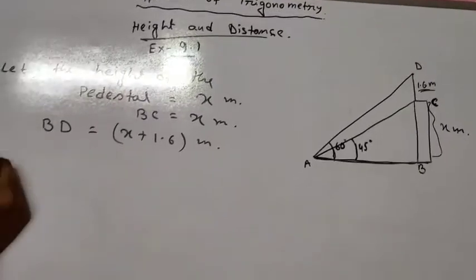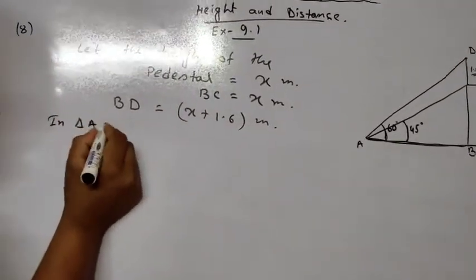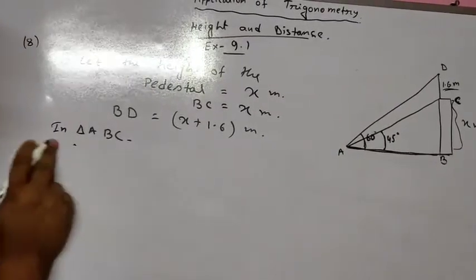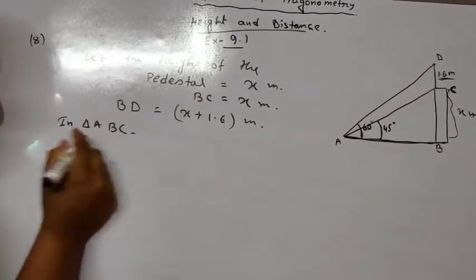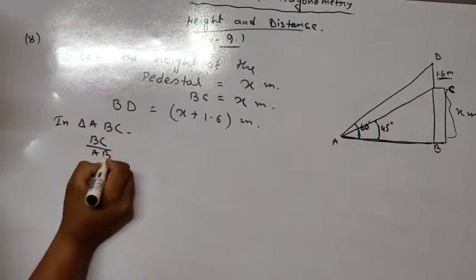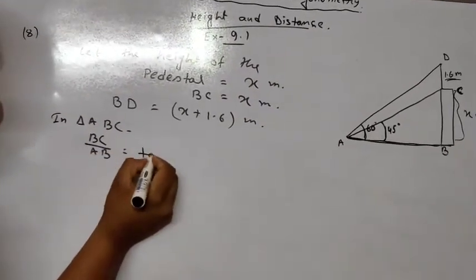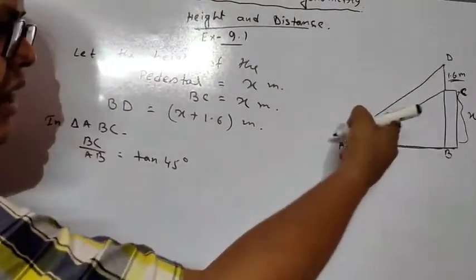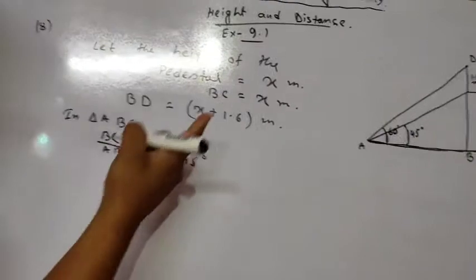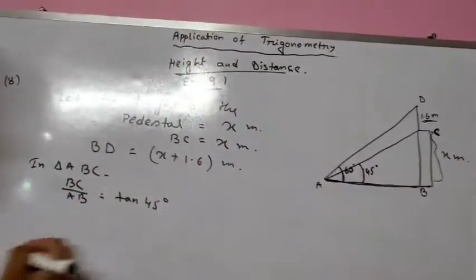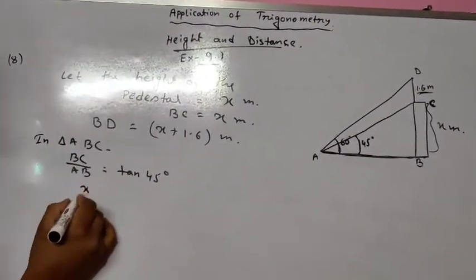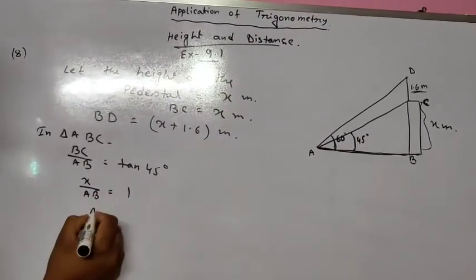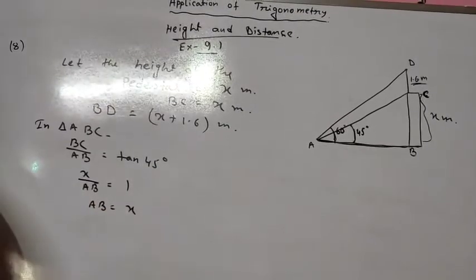Okay, so in triangle ABC, let's find first. In triangle ABC we get BC divided by AB, which is height by base, that is obviously tan 45 degree, because in triangle ABC the angle of elevation is 45 degree. So BC, which is x, divided by AB is equal to 1. So from here we get AB equals x.